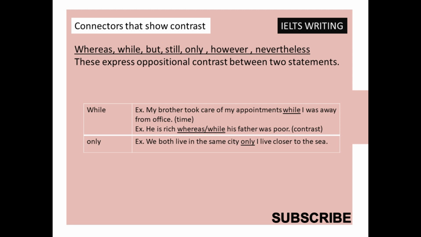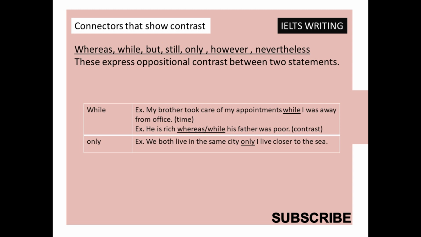So contrast: he's rich while his father was poor. Here you can clearly understand that it is showing the difference or contrast between two statements. He's rich while his father was poor. And we can give contrast in these kinds of sentences with whereas as well. Sometimes it is interchangeable.